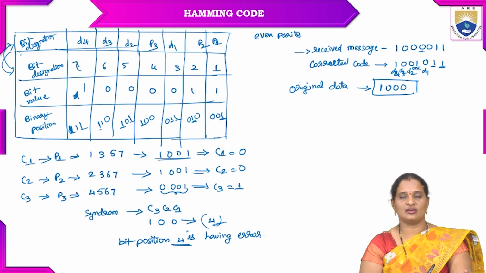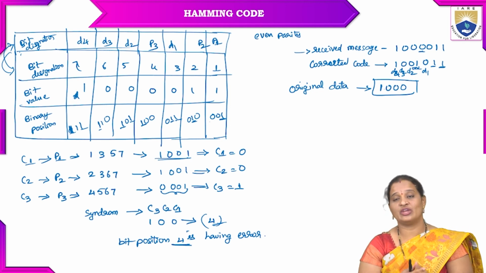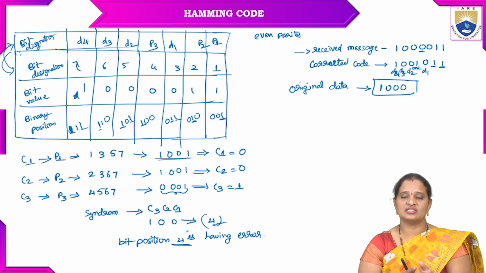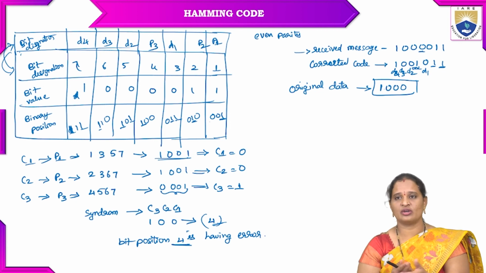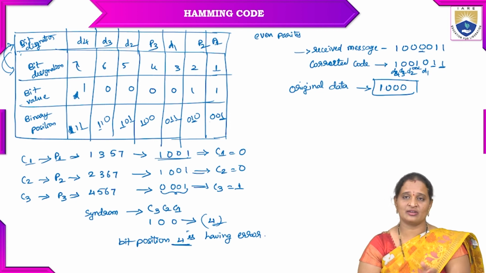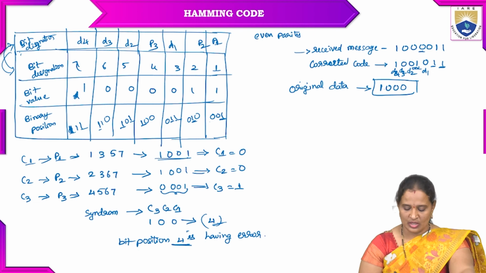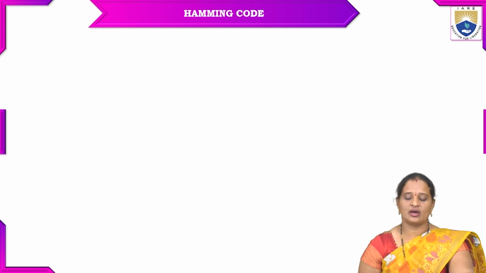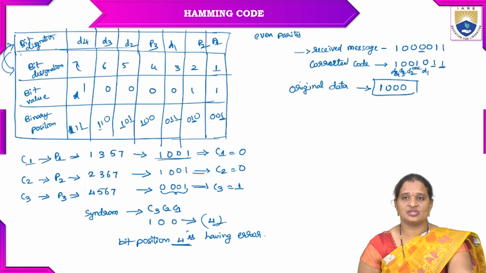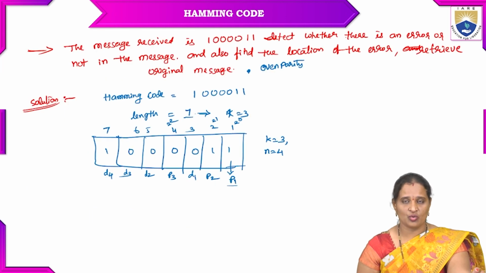But here also we have a limitation: we can detect and correct only single bit errors using Hamming code. We cannot detect multiple bit errors, and we cannot correct multiple bit errors using Hamming code. So that is about error detection and correction codes. I hope it is clear to you all.